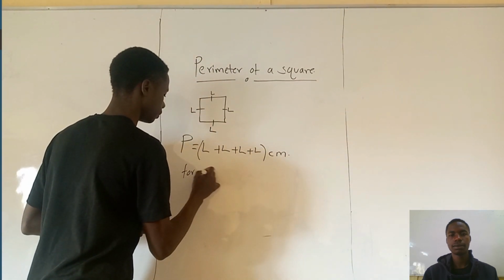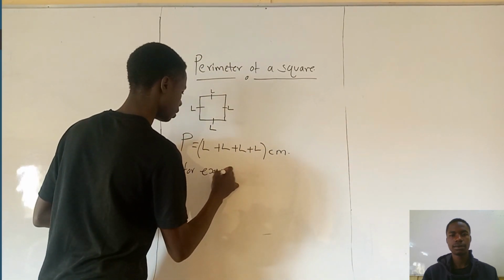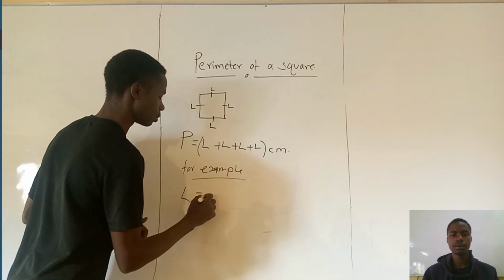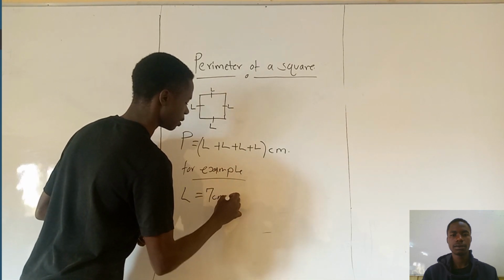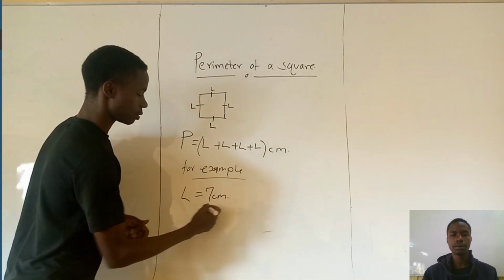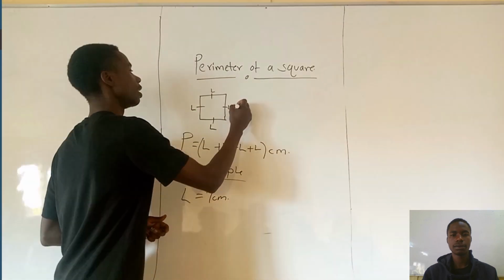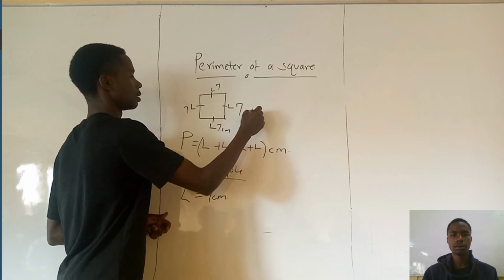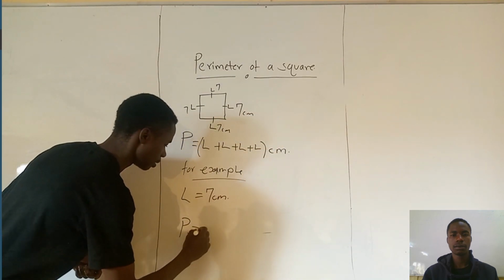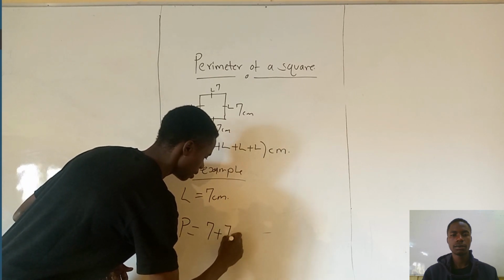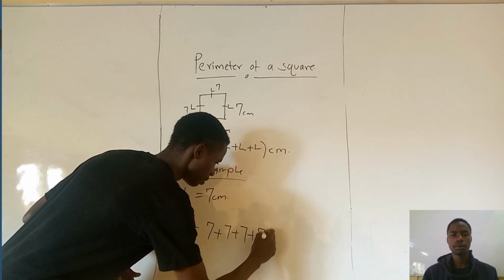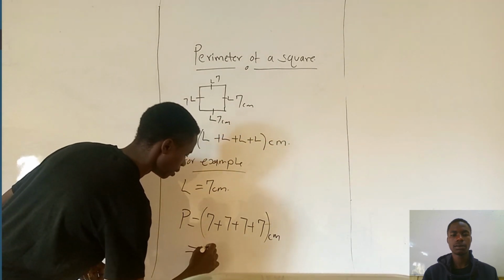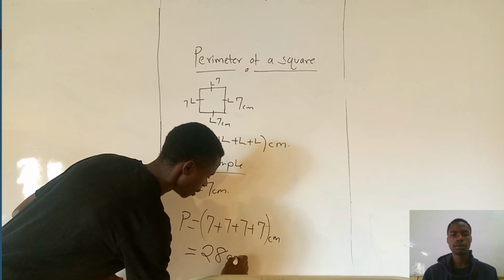For example, let's say L is equal to 7 centimeters. If L is equal to 7 centimeters for our square, that means all sides are 7 centimeters. So our perimeter is 7 plus 7 plus 7 plus 7 centimeters, which is 28 centimeters.